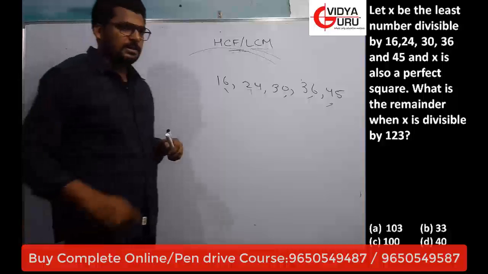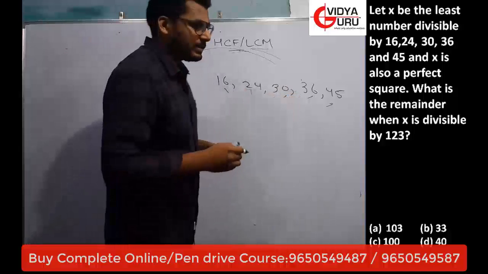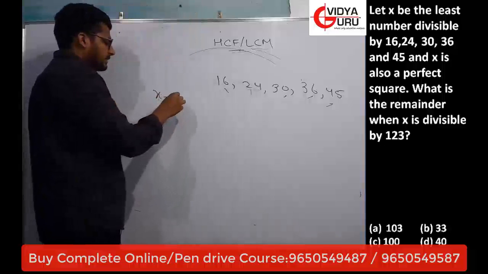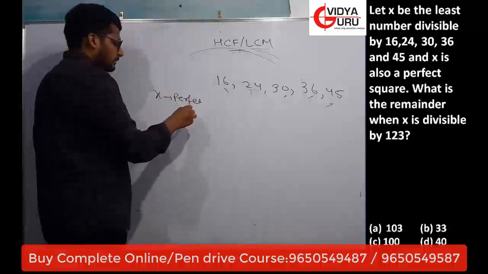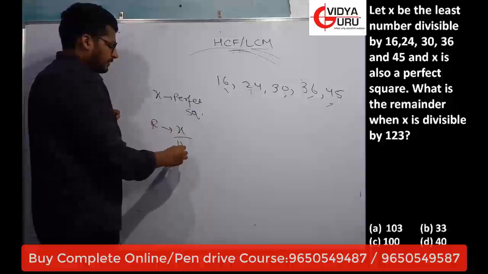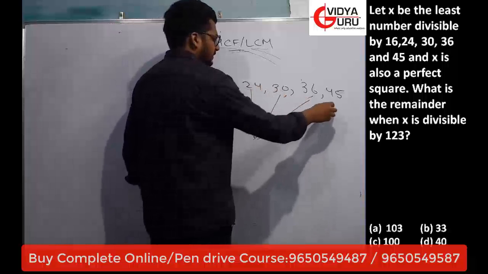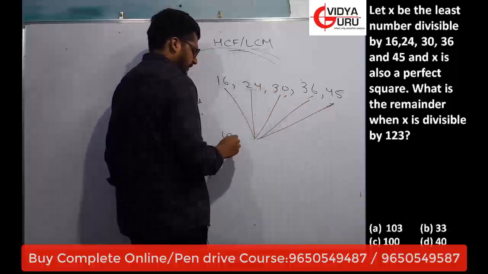The question says let x be the least number divisible by 16, 24, 30, 36, 45, and x is a perfect square. What will be the remainder when x is divided by 123? So first I need to find the LCM. A number divisible by all these numbers will be their LCM.